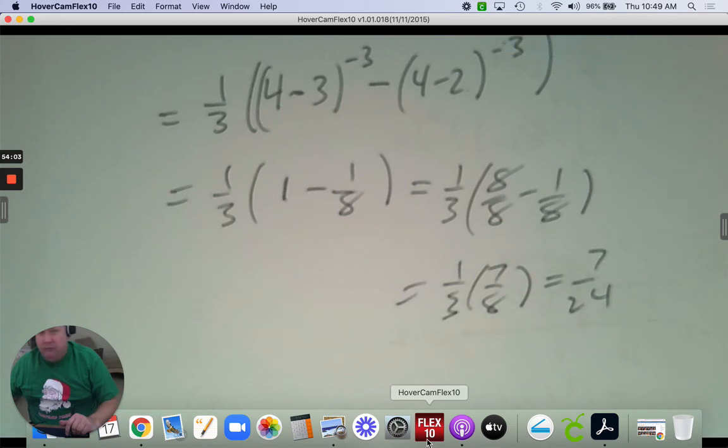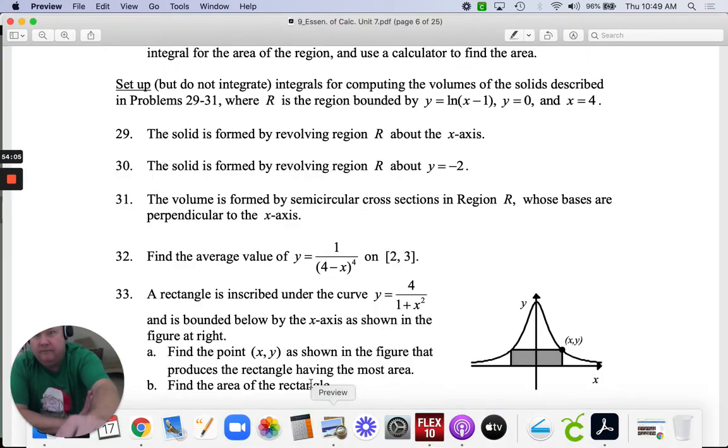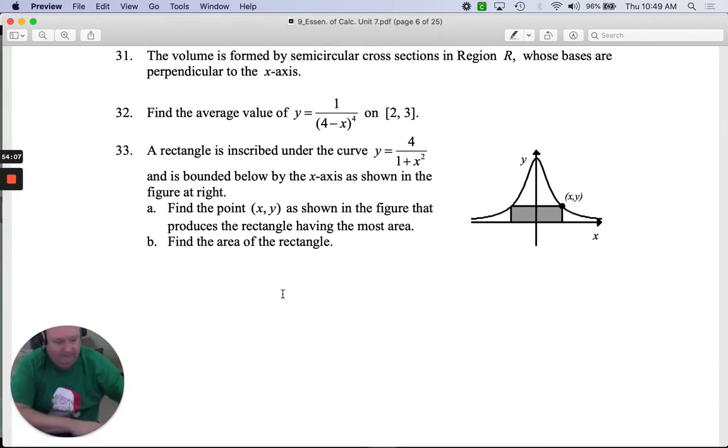The last one? Yes. You got here. A rectangle is inscribed under the curve. I see it. And is bounded by the x-axis shown in the figure below. I see it. Find the point xy that would produce the rectangle having the most area. This is an optimization question to find the maximum.